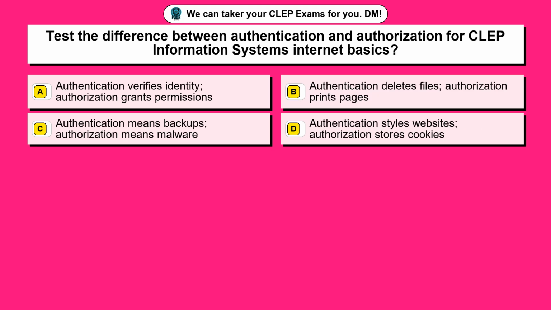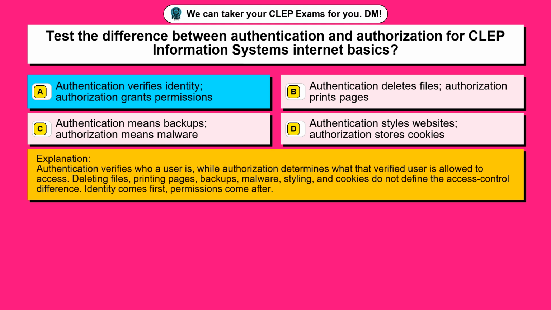Question 46. Test the difference between authentication and authorization for CLEP Information Systems Internet Basics. Option A. Authentication verifies identity, authorization grants permissions. Option B. Authentication deletes files, authorization prints pages. Option C. Authentication means backups, authorization means malware. Option D. Authentication styles websites, authorization stores cookies. The correct answer is option A. Authentication verifies identity, authorization grants permissions.